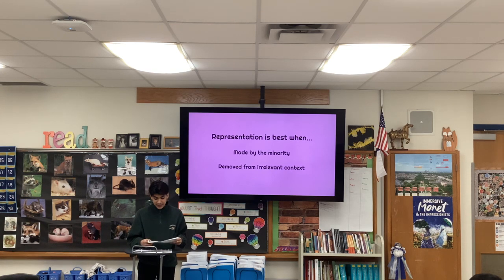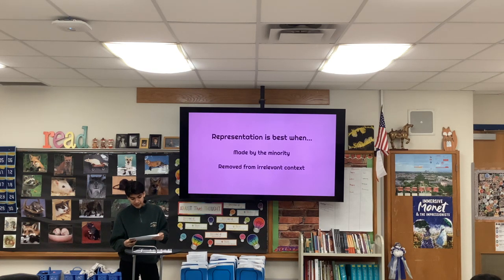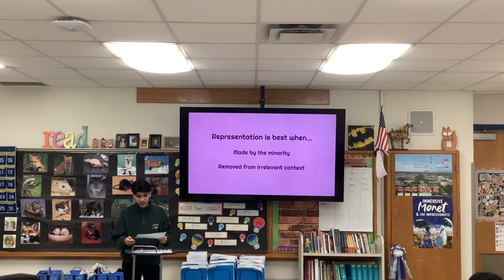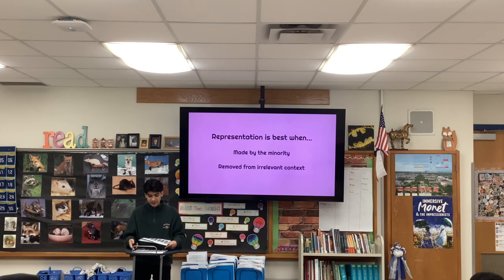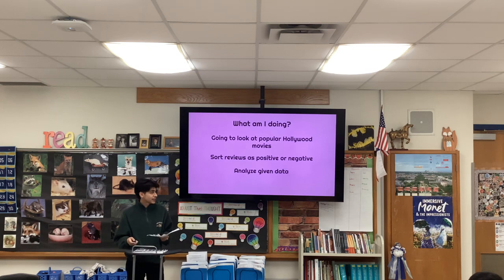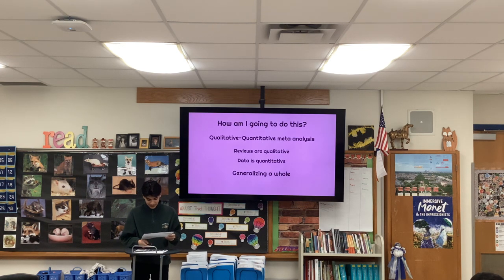We also found that representation is actually best when it's made by the minority. This is because it's removed from a context that is not its own. So when you're looking at trans identities in general, when you remove it from a stereotypical cisgender context, you can get better representation that way. So what am I doing exactly? I'm going to be looking at popular Hollywood movies and the reviews about them, and I'm going to be sorting these reviews as positive or negative. We're going to analyze the data that we're given, and we're going to decide what we can find out of it, right?